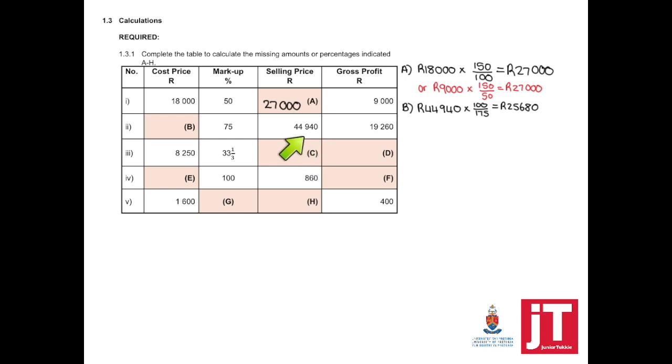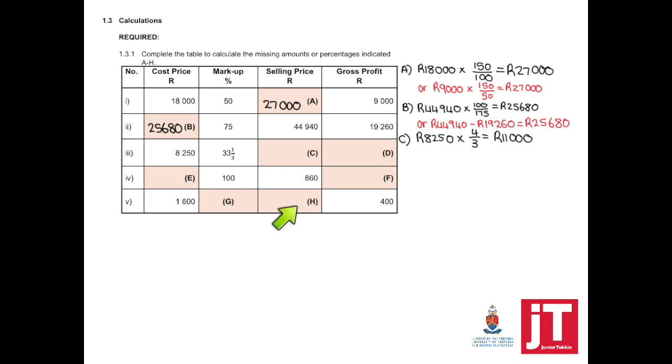Another way of calculating it: selling price minus gross profit equals the cost price. But I want you to understand how to use the markup percentage. You could have also said, remember, it's all about what do I want to calculate over what has been given. So you could have also said 19,260 times 100 divided by 75, and that will give you the same answer.